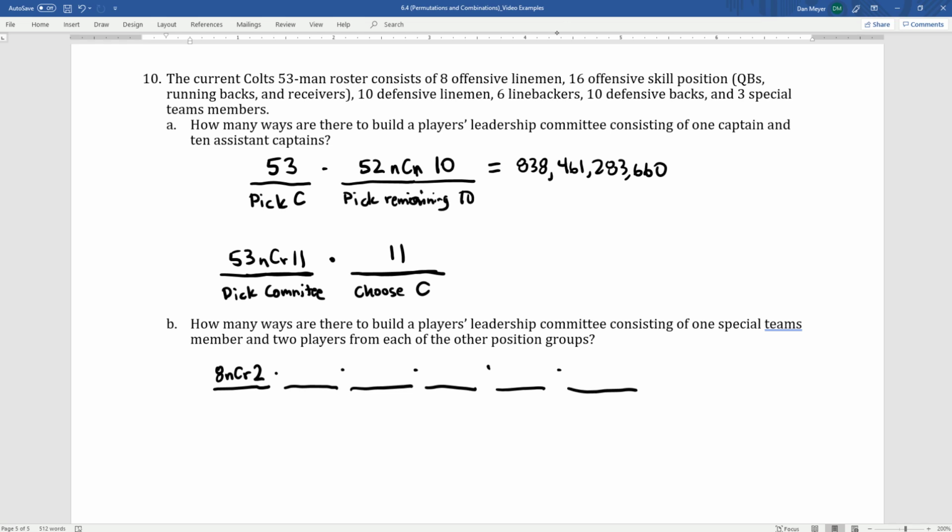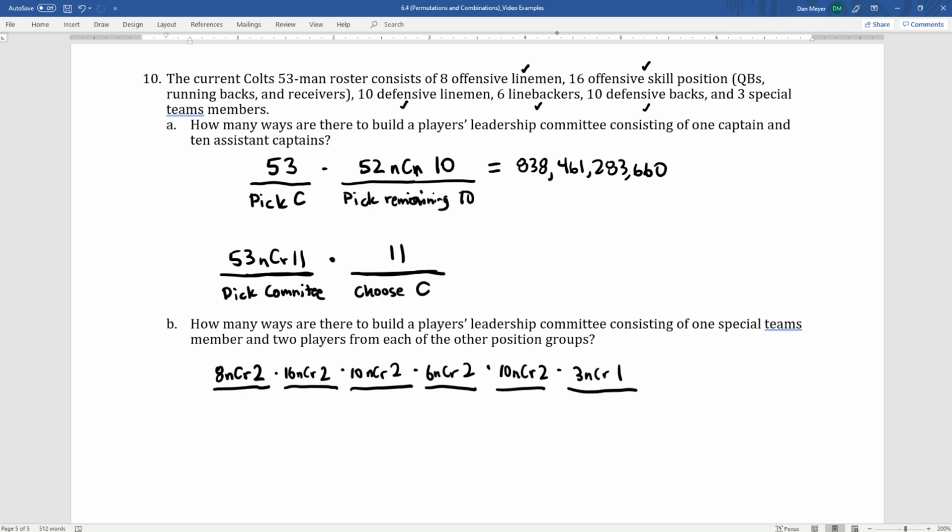All right. So that's our linemen. From the skill positions, there's 16 players, and we have to pick 2 of them. For the defensive linemen, there's 10 defensive linemen, and we have to pick 2 of them. Same for the linebackers. There's 6 linebackers, and we have to choose 2. From the defensive backs, there's 10 defensive backs, and we have to choose 2. And then 3 special teams members, where we just have to pick 1.